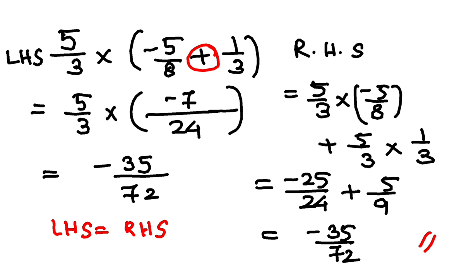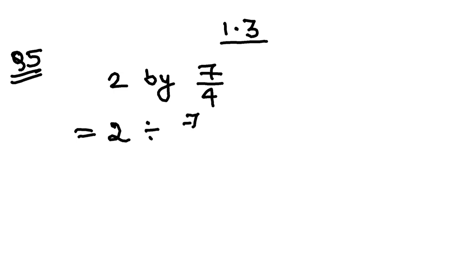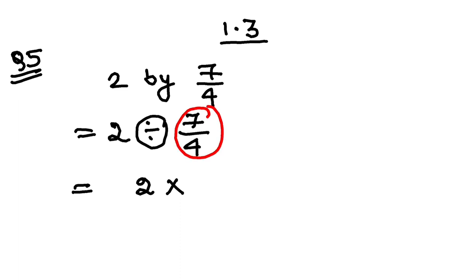Now let us go to question number 5. Question number 5 is regarding division. So I'm taking the first question. Suppose 2 you have to divide by 7 by 4. This can be written as 2 divided by 7 by 4. Okay, so now if I flip this sign, rather than division, if I write multiplication, it will be 2 into, what I have to do here, I have to take the reciprocal of 7 by 4, that is 4 by 7. So your final answer will be 8 by 7.